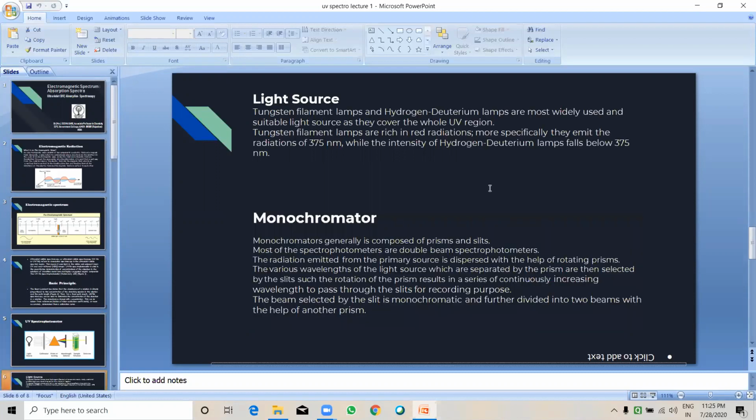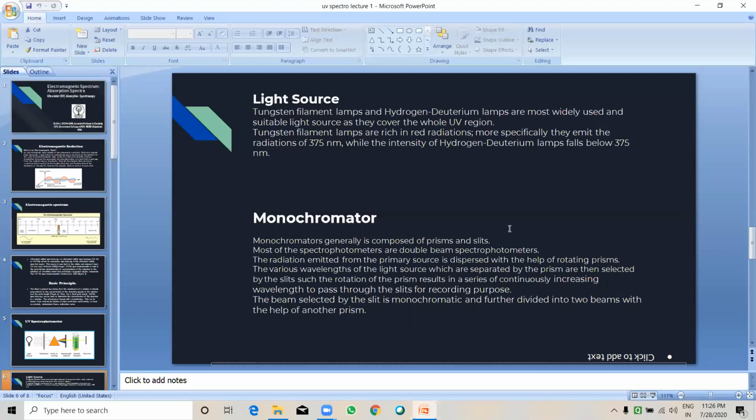Light source. Tungsten filament lamps and hydrogen deuterium lamps are most widely used and suitable light sources as they cover the whole UV region. Tungsten filament lamps are rich in red radiations.